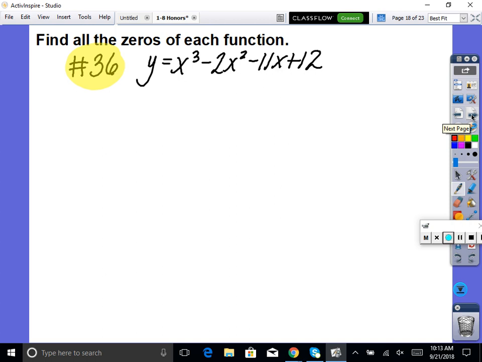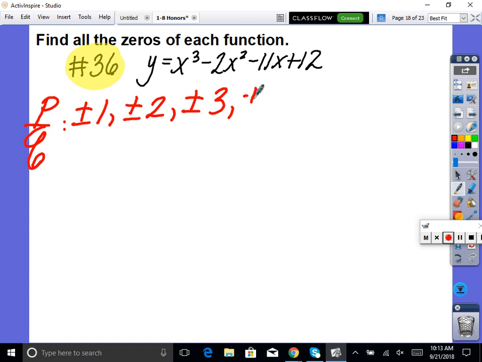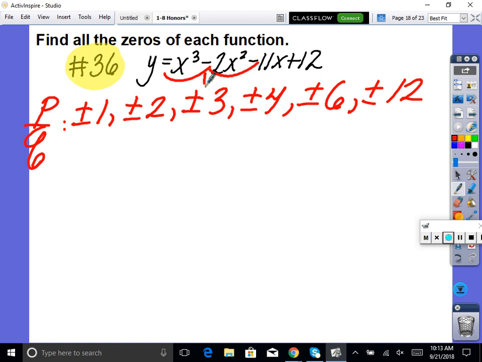Number 36. If we try factoring by grouping, it doesn't work. So we're going to have to do p over q. Okay, now my q's are 1, so I'm good right here. Everything divided by 1. Now we could use Descartes' rule of signs to see which ones we should maybe test first. So positive to negative, negative to negative, so there's 1, and then negative to positive, so it's either 2 or 0 positive, so I'm not going to necessarily do that one. And there's one negative.